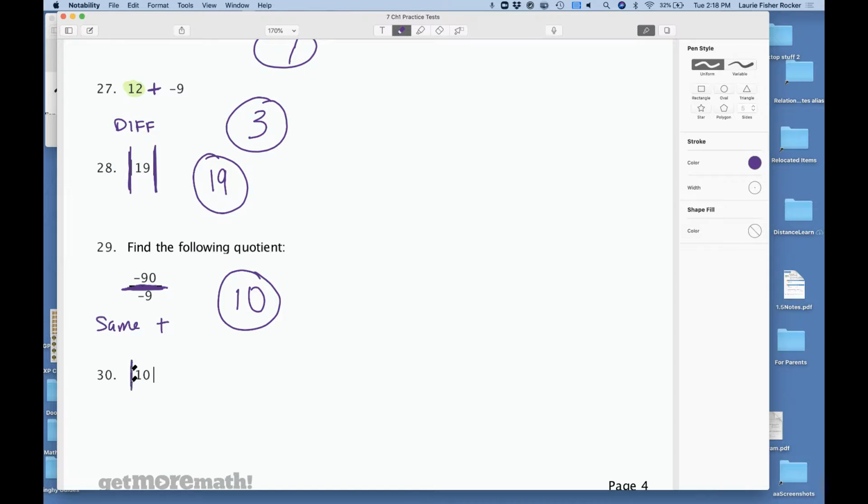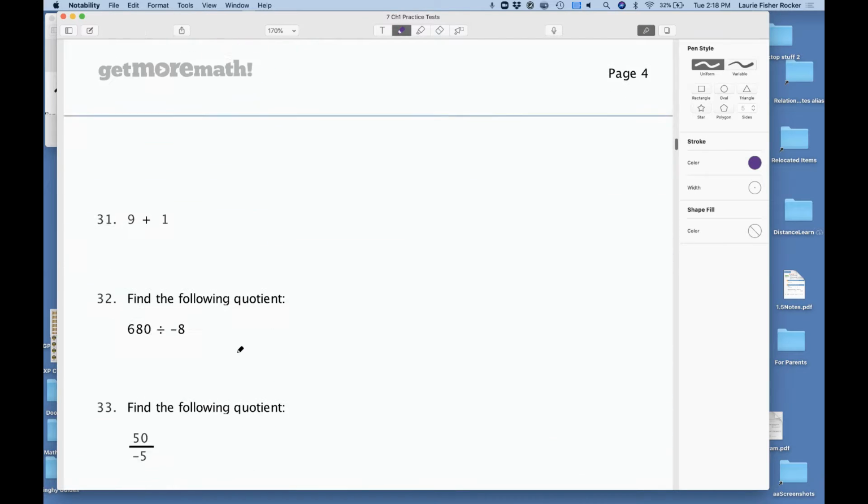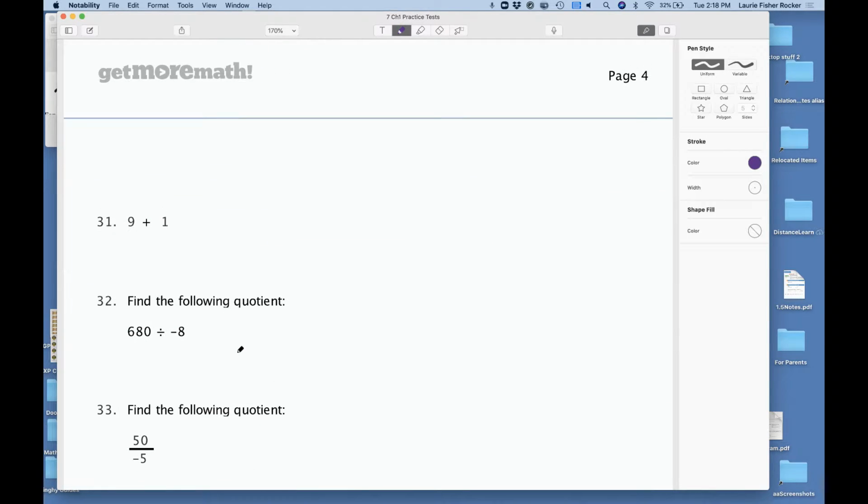Oh, absolute value bar. Distance from 10 to 0. 10. Absolute value is distance. That's why it's always positive. Oh my gosh. If you miss 31, you're thinking too hard. 9 plus 1, 10. You can hope that that's on the test.